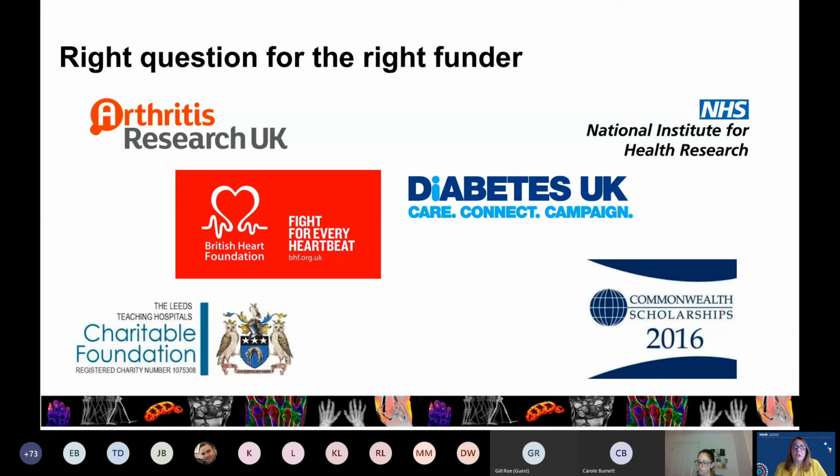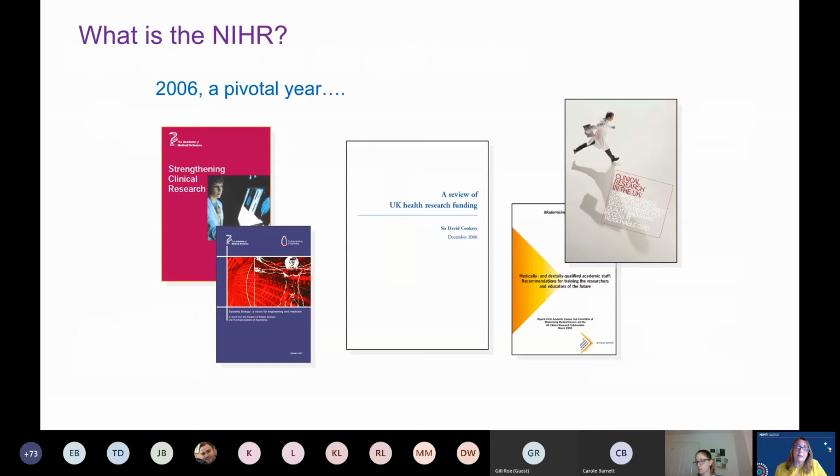But the most important thing is that you need to understand the remit and the strategies of the funder. And I'll give you an example, and this is because I know most about NIHR. For me, the NIHR remit is actually really straightforward, because when you think of where the NIHR came from, it's absolutely Department of Health. It was Department of Health funding.